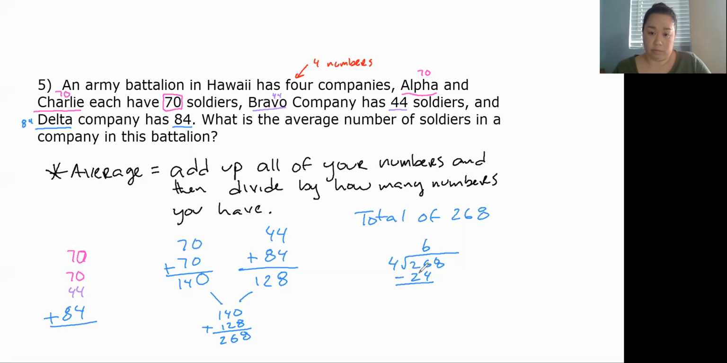And I'm going to subtract them, okay? 26 minus 24 is 2. Bring down your 8, right? So now how many times does 4 go into 28? 4 goes into 28 7 times, right? 7 times 4 is 28. And we know we did it right because we got a 0. So that means the average is 67. Okay? Hopefully that makes sense.